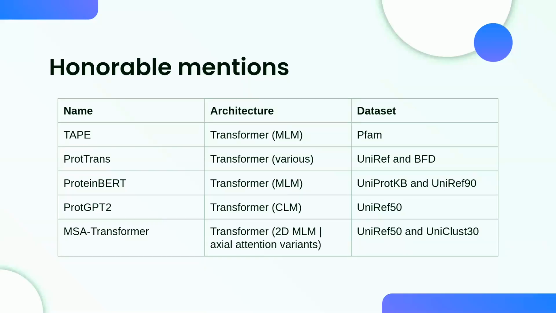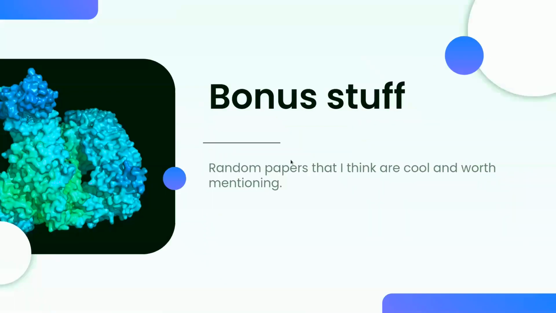So here are some other honorable mentions for some language models, their architectures, and the datasets they were trained on. And as we see, a lot of it is mostly just transformers. So here is some bonus stuff. These are just papers that I came across, and I think they're very cool. I think a lot of them have applications, and a lot of them are definitely worth mentioning.